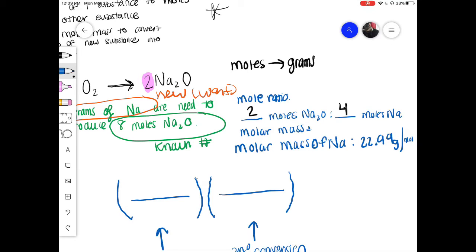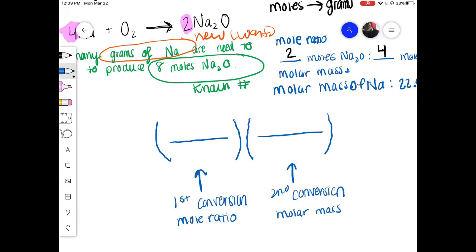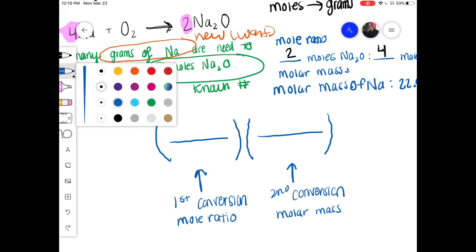So now that we know our known number, we know what we want to find, we know our mole ratio between the two molecules that we need to go between, and we know our molar mass conversion factor, we can go ahead and put it all together. And so the number that goes up front is always our known number, our given, that they give us to start with in the equation, which is 8 moles of Na2O. So we're going to go ahead and write that in the front.